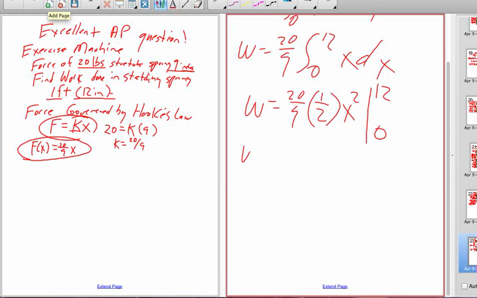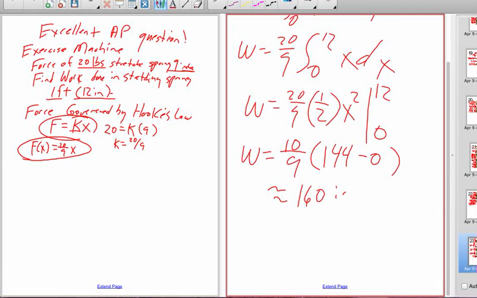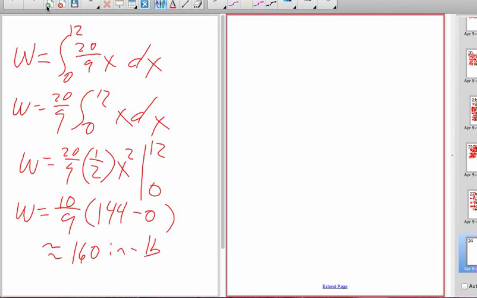Or my work is 10/9 of 144 minus 0. And that worked out to be about 160 inch-pounds. Okay, most of your effort in finding work is going to be in finding the forces. These variable forces.